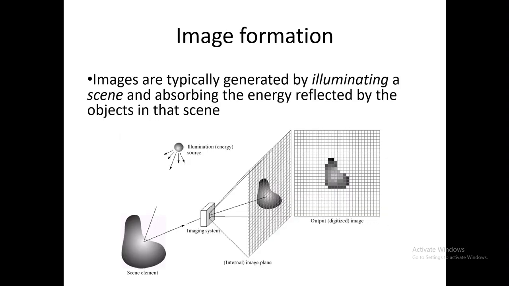Talking about image formation, images are typically generated by illuminating a scene and observing the energy reflected by the objects in that scene. Here we can see the illuminating source, and the light from the energy source is reflected by the scene element, and that goes through the imaging system and is projected on the image plane, and we get the digitized image.